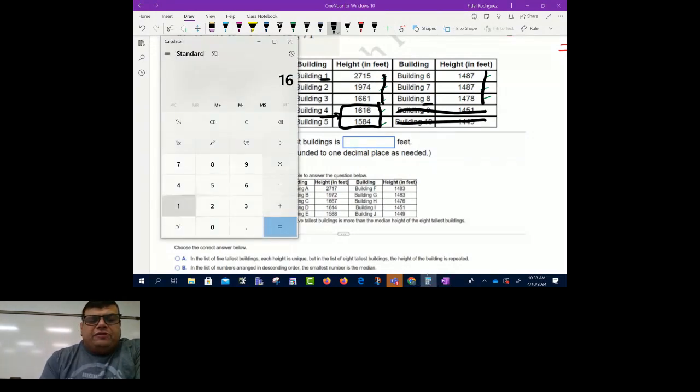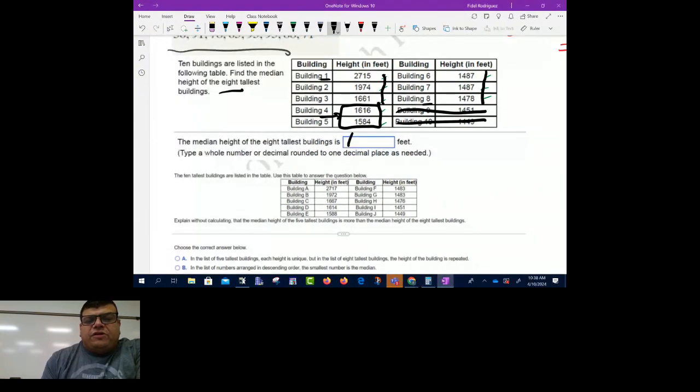So I'm going to take 1616 plus 1584. Let's divide it by 2, 1600. So 1600 would be my average, right? And again, y'all, or my median. So right here, 1600. Again, 4 numbers bigger, 4 numbers smaller, right? But I had to find that number in the middle, right? So I had to take the average of buildings 4 and 5. Again, they were already in order for me, right?